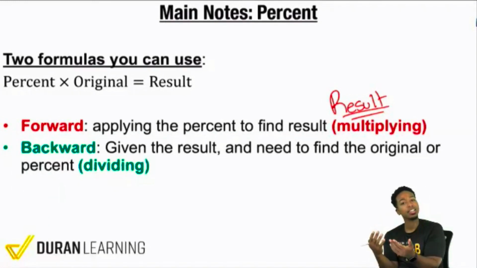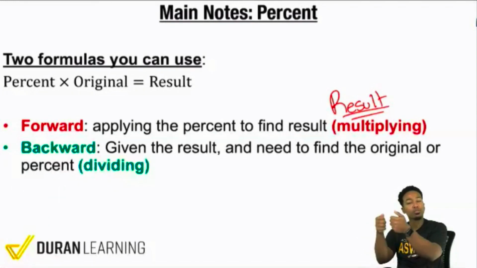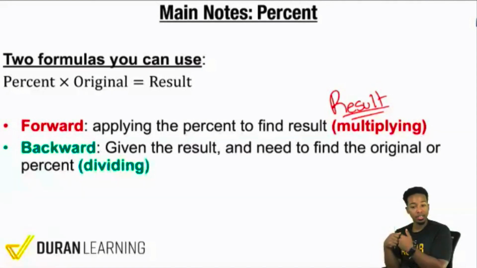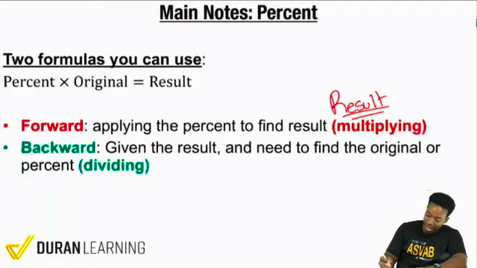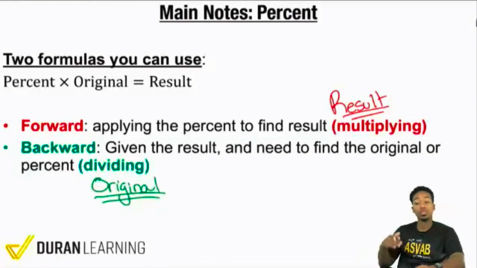You divide. Exactly. To work backwards from multiplying, you divide. And so if they give you the result and you need to find the original, that is where you divide, because you're working backwards. This is for the original.